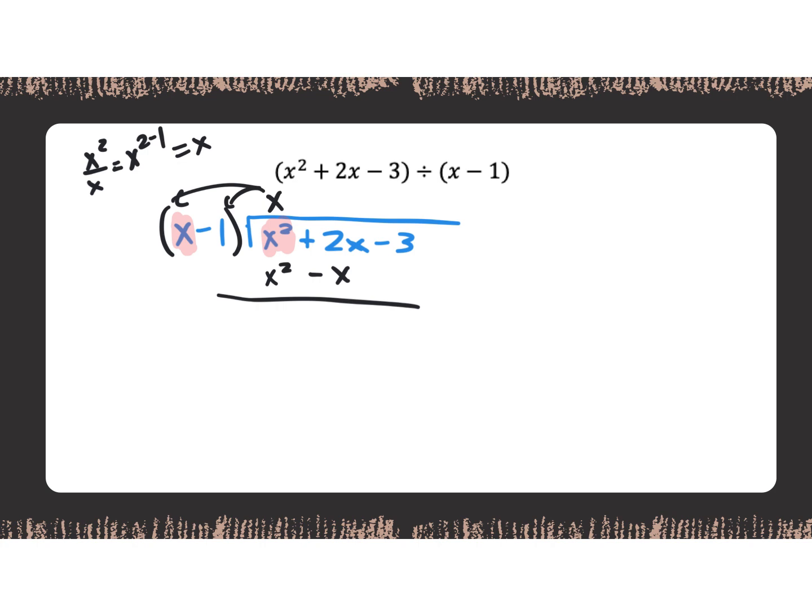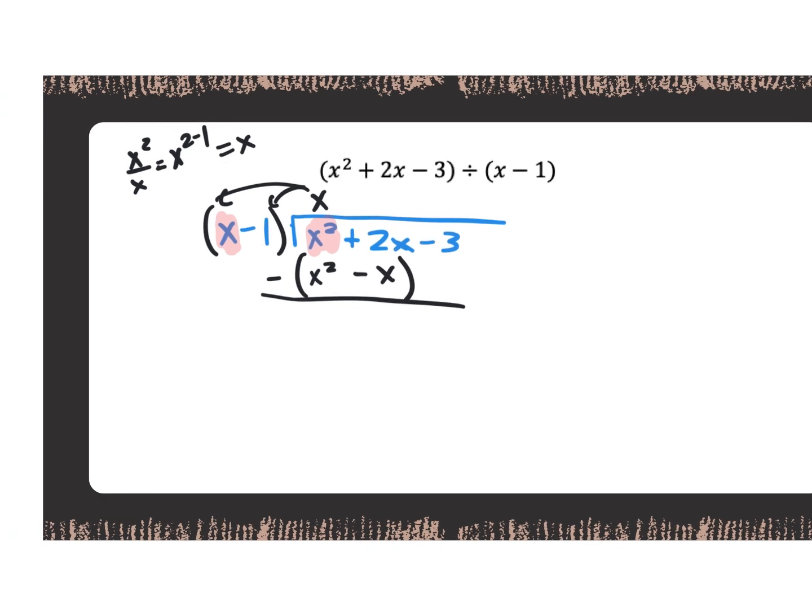Now, just like we did above, we are going to subtract x squared minus x from the two terms above it. So x squared minus x squared, that is 0. So those cancel out. And then I have 2x minus a negative x. Maybe we come over here real quick: 2x minus a negative x is the same thing as 2x plus x, which is 3x. I bring down my negative 3.